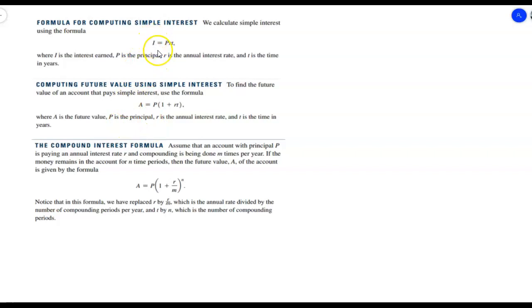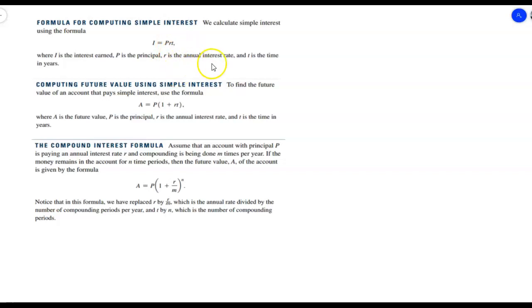So here's the formula for simple interest. All you do is take your P, which is the principal. This is the amount that you deposit into a bank or that you are taking a loan out with. Principal is the total amount, not including any of the interest.